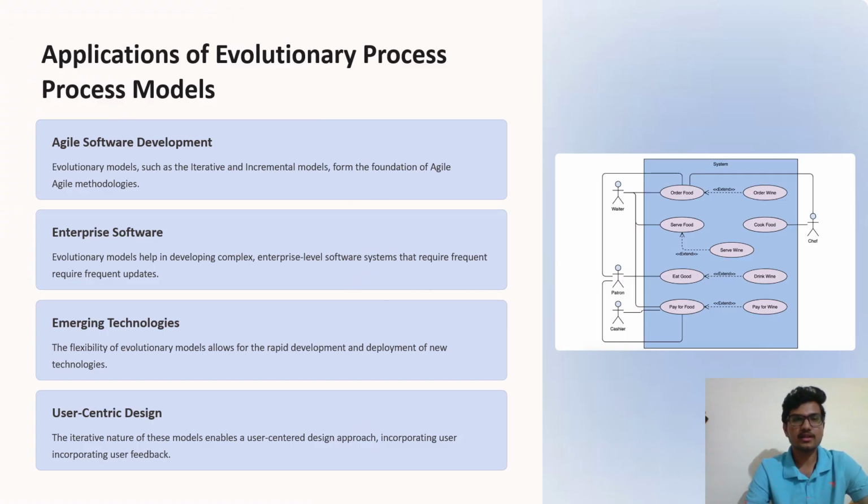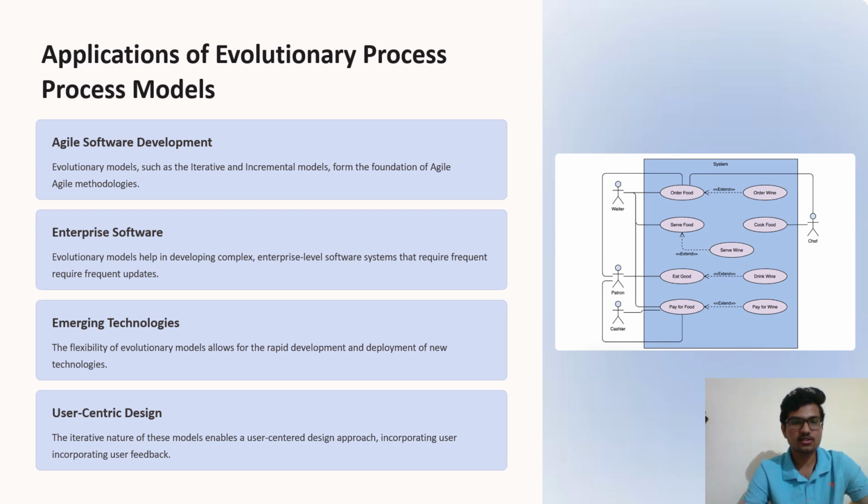Next, coming to the applications of evolutionary process models. Here are some of the applications given below. First is agile software development. Next is enterprise software. Third is emerging technologies, and fourth is user-centric design. Agile software development: evolutionary models such as iterative and incremental models form the foundation of agile methodologies. Enterprise software: evolutionary models help in developing complex enterprise level software systems that require frequent updates to keep them working smoothly.